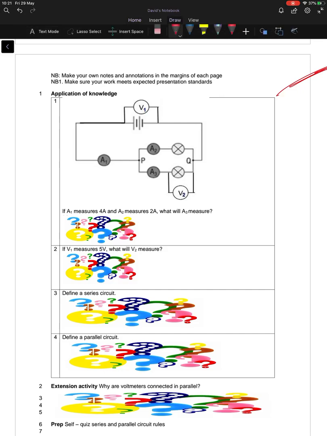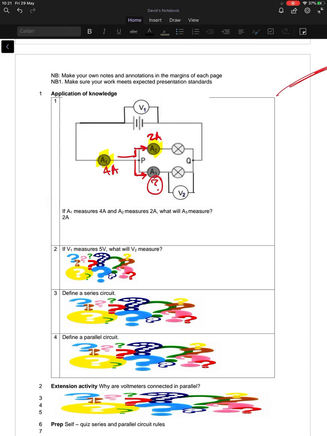If A1 measures 4 amps, and A2 will measure 2 amps, what will A3 measure? Now, if you remember, our current is coming down here, and it splits. So we've got 4 amps here, we've got 2 amps here. What's that going to be? If it's split and we've used up 2 amps, we're left with 2 amps.